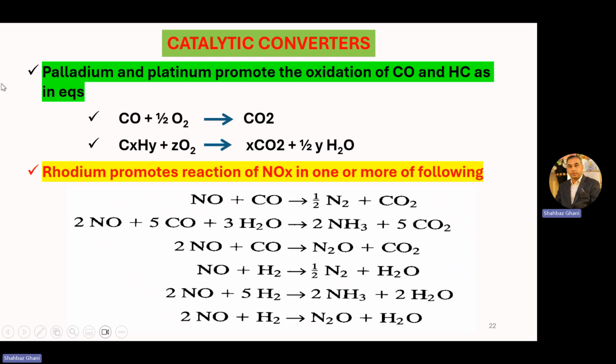Now palladium and platinum promote the oxidation of carbon monoxide and hydrocarbons, as mentioned here, whereas rhodium promotes the reaction of NOx in one or more of the following ways as mentioned here.